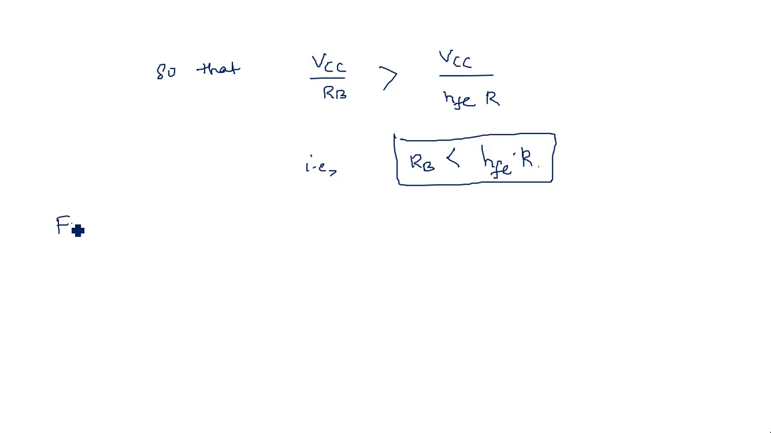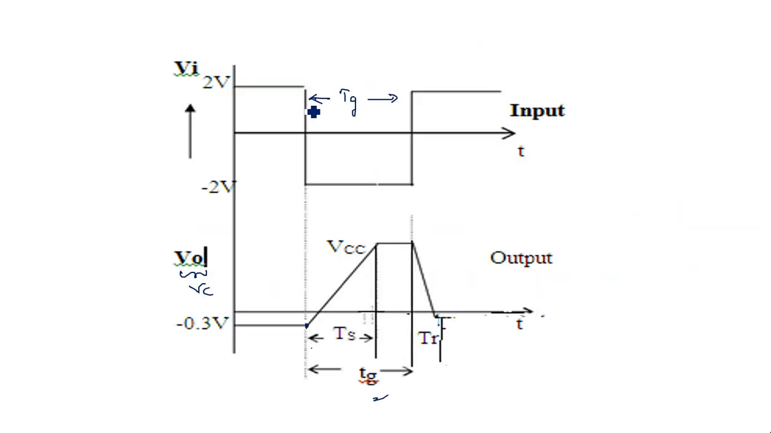Now let us see how a sweep is going to be formed. Formation of sweep. So when a negative gating pulse is applied, I told you already, until this part we have discussed now.